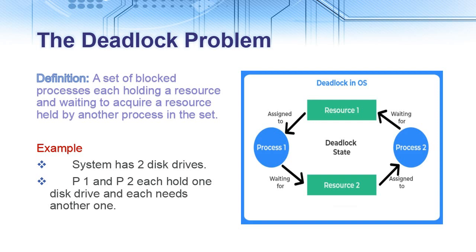Here we have two processes and two resources. Process 1 is holding resource R1 and it is waiting for resource R2, and likewise process 2 is waiting for R1 and it holds resource R2. In this case, neither process is able to finish as it is waiting for the other resource. This is deadlock.